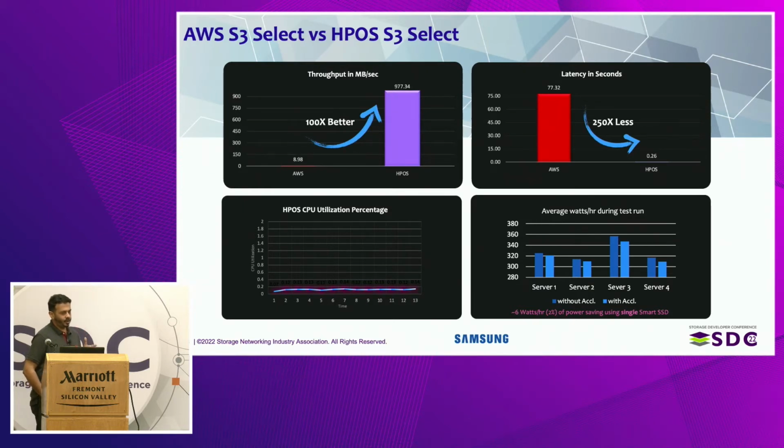When you execute the query without the smart SSD acceleration versus with the smart SSD acceleration, with just a single smart SSD, we have 4 servers. The reason we have 4 servers is that's an inherent assumption of MinIO, which requires 4 servers because of the erasure coding. But the point is, with a single smart SSD, we do get 6% power saving. And now imagine in a large-scale system, it really amounts to a good amount of power saving. So that is the real TCO with this kind of solution.